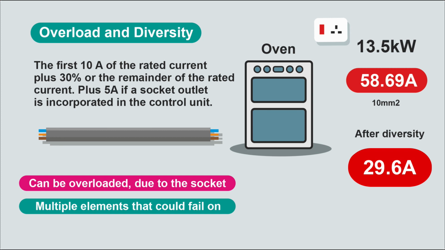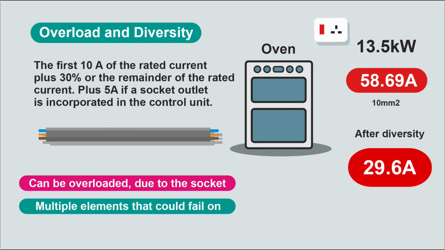Say, for example, you had a 13.5 kilowatt oven, that would be 58.69 amps. Because of the nature of ovens where the elements heat up and then switch off, and heat up and switch off, every element is not on at the same time, and it's very rare that you would be using every element at once. So we can apply diversity to the cooker circuits, and with diversity applied, the current rating comes down to 29.6 amps, and we select our cable to that new value.